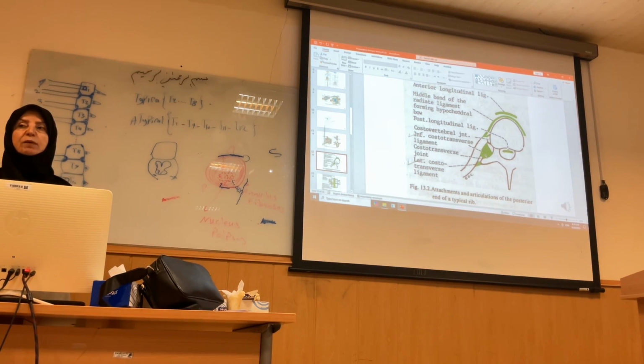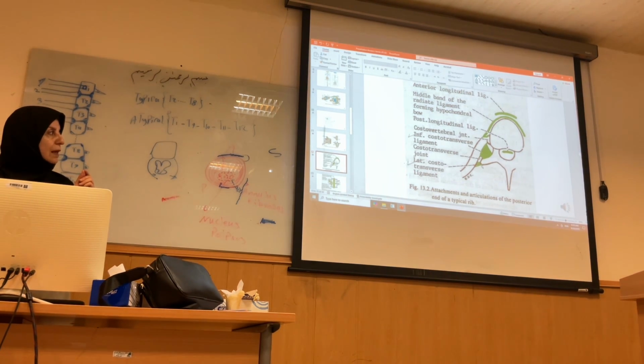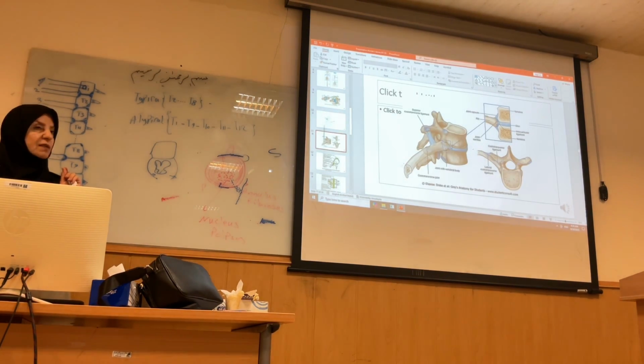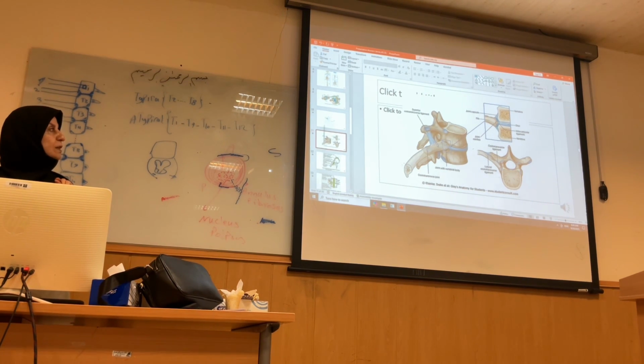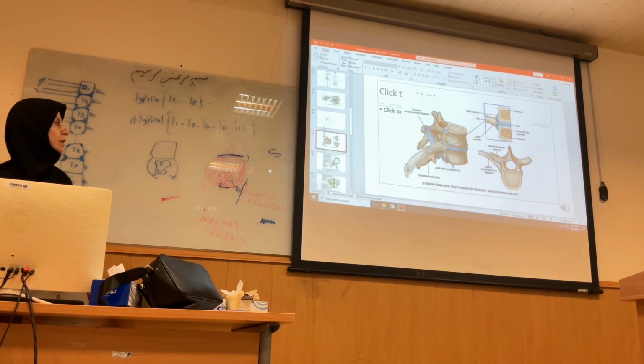What's another name of the medial costotransverse? Costotransverse. Now, the medial costotransverse and the lateral costotransverse are going to connect the same number of the rib to the same number of the vertebra. Okay? But the superior costotransverse is going to connect the ribs to the superior transverse process of the vertebra, not the same number. Okay, this is important.